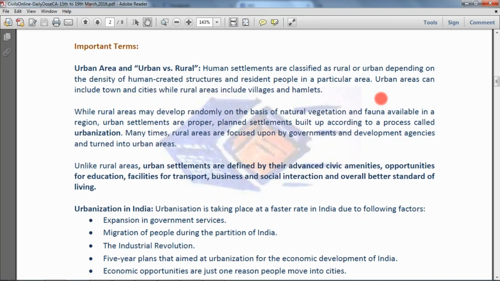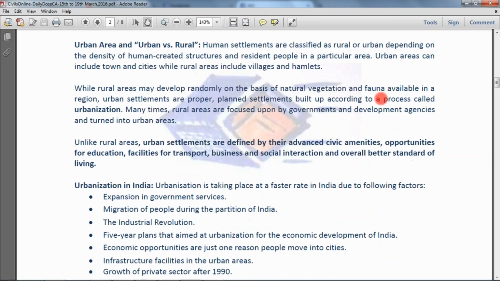So many times rural areas are focused upon by governments and development agencies and turned into urban areas because, unlike rural areas, urban settlements are defined by their advanced civic communities, opportunities for education, facilities for transport, business and social interaction, and overall better standard of living. So urban areas stand for a better standard of living.